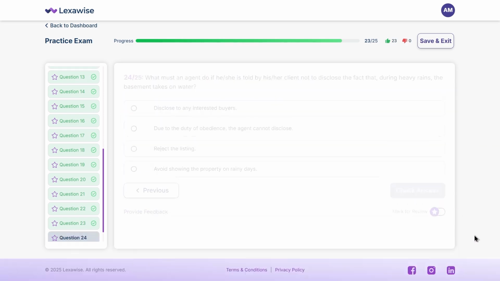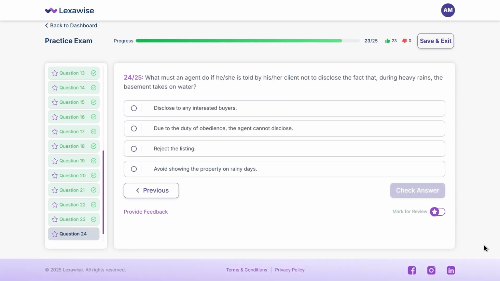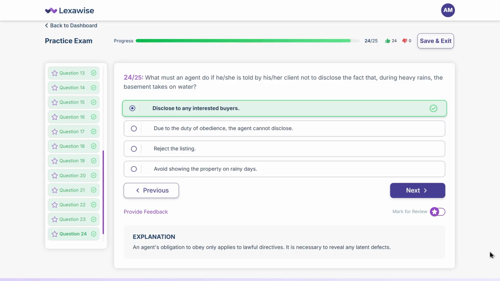Now, question 24. What must an agent do if he or she is told by his or her client not to disclose the fact that during heavy rains, the basement takes on water? A. Disclose to any interested buyers. B. Due to the duty of obedience, the agent cannot disclose. C. Reject the listing. D. Avoid showing the property on rainy days. Take a second. Got it? And the correct answer is A. Disclose to any interested buyers. An agent's obligation to obey only applies to lawful directives. It is necessary to reveal any latent defects.